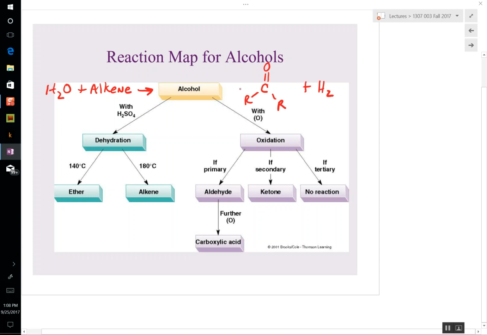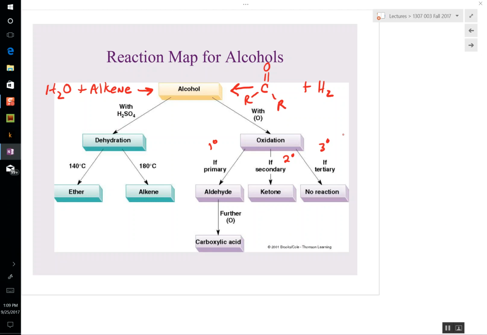The hydrogenation of a carbon-oxygen double bond, this would be an aldehyde or a ketone, forms alcohols. Oxidation, we followed that. Here's the primary. You get an aldehyde or a carboxylic acid. It can go to carboxylic acid. Secondary, you get a ketone. And the tertiary, you get no reaction.